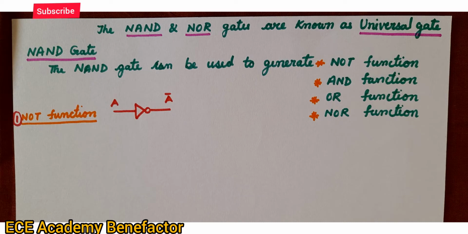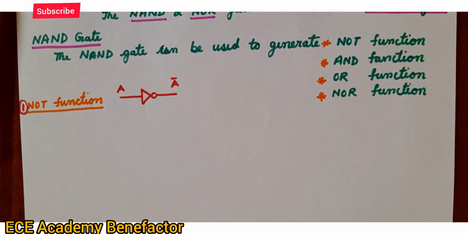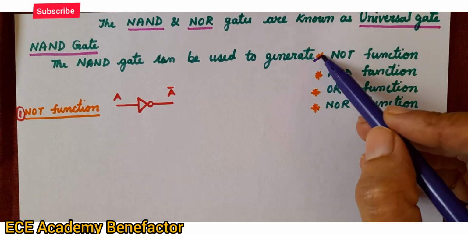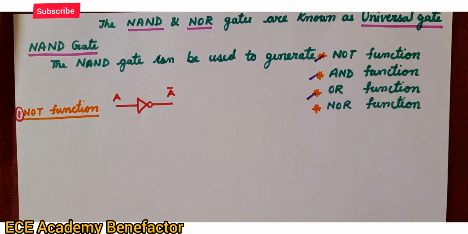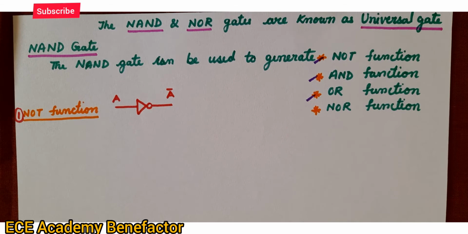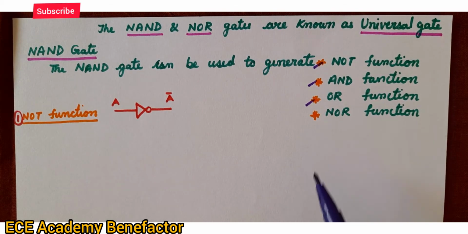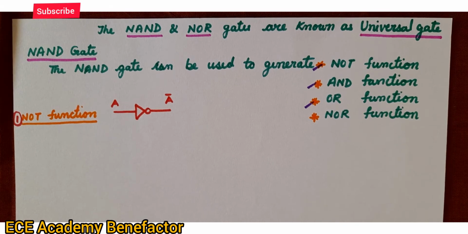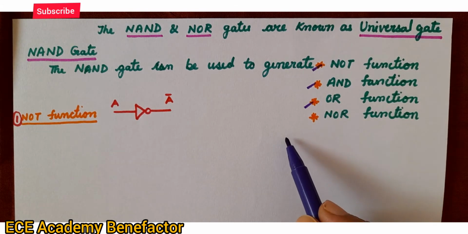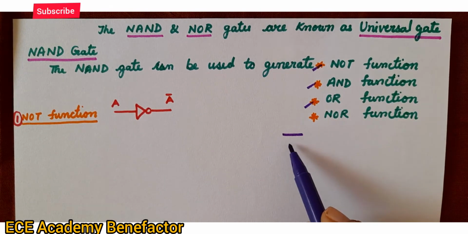In this class we will be seeing how the NAND gate can be used to generate NOT function, AND function, OR function and NOR function. So NOT, AND and OR, these three are basic gates, basic functions. So first, before going into detail about how the NAND gate can be used as a NOT function, AND function, OR function and NOR function, let us draw the NAND gate symbol.